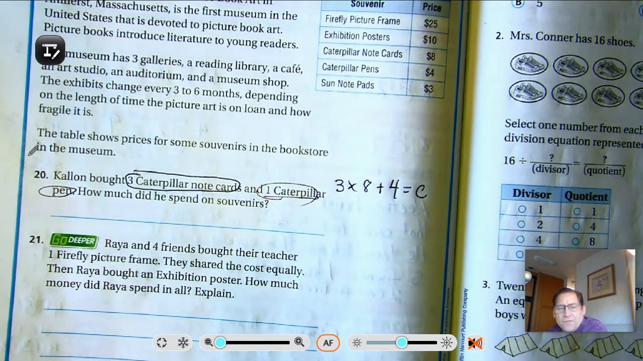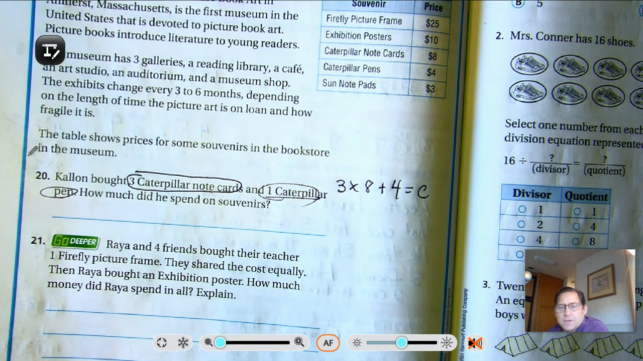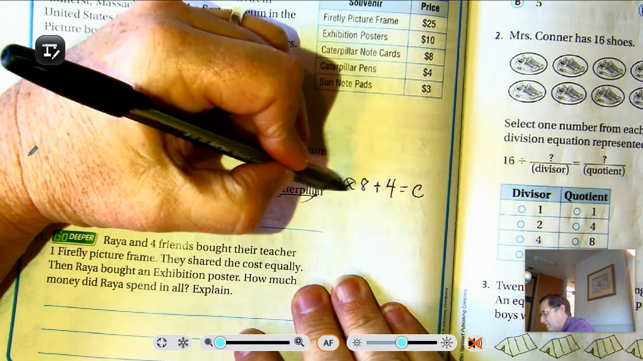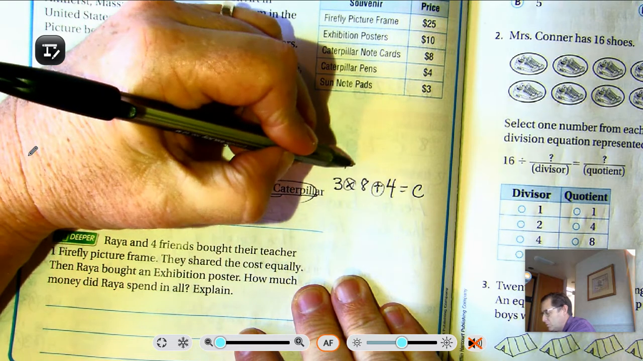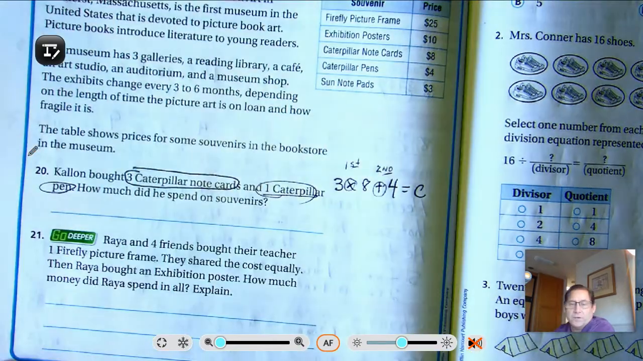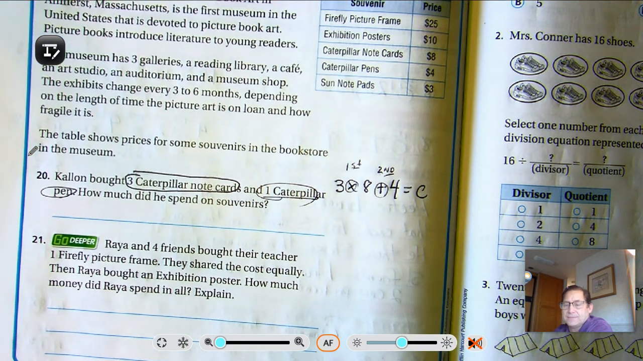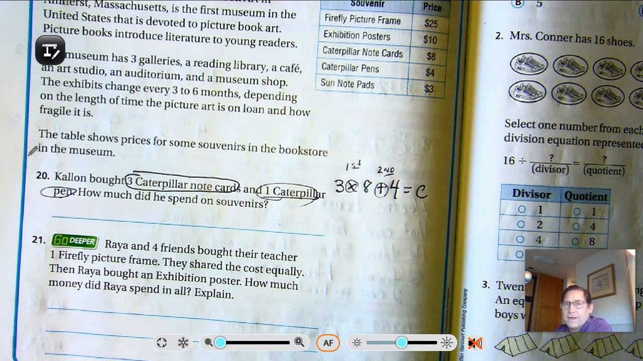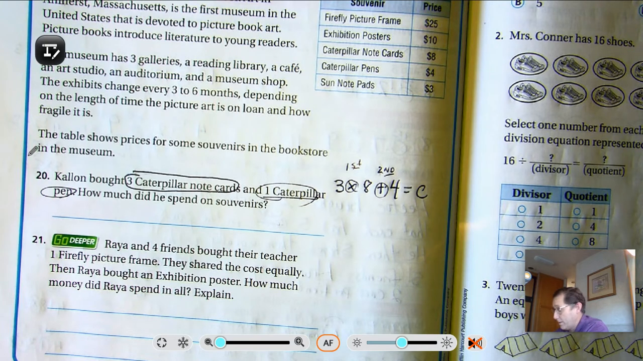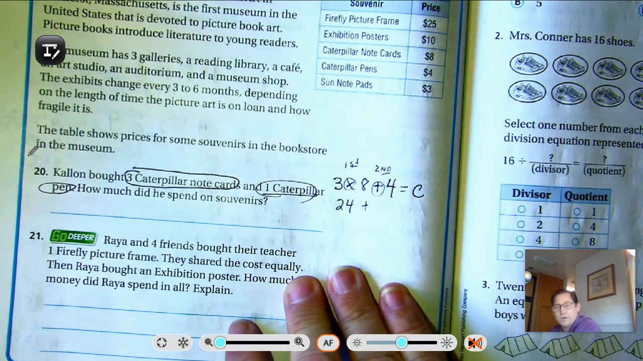Okay, so he bought 3 sets of note cards and a pen. So we have multiplication and addition. Multiplication is above addition. So we're going to multiply first, then add. 3 times 8. 8 times 1 is 8. 8 times 2 is 16. 8 times 3 is 24. So he spent $24 on the note cards.